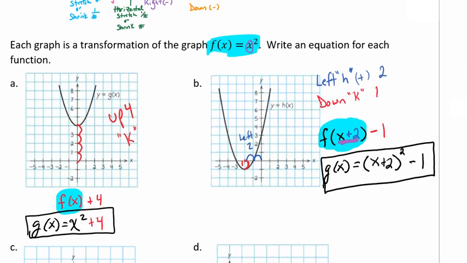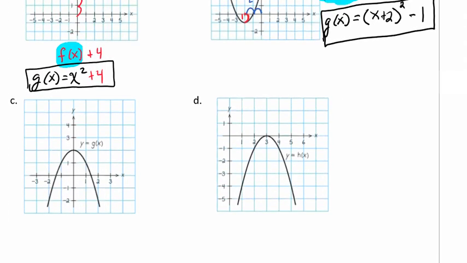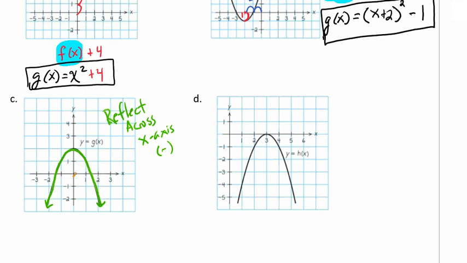Let's try a couple others. So here for letter C, notice that our graph has reflected. It is now upside down and reflected across the x-axis. Okay, and that means that we're going to see a negative in the front. But the center of our graph moved up 2. So remember, up is our k value, right?